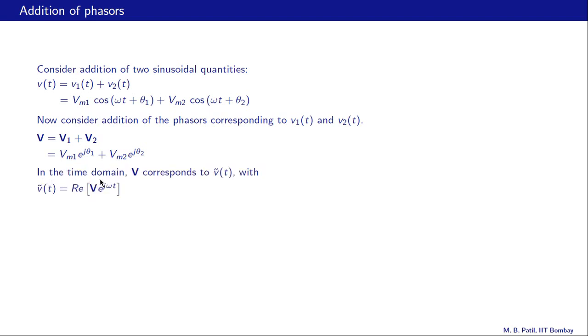In the time domain, this phasor V, which is V1 plus V2, corresponds to V tilde t, with V tilde t equal to the real part of phasor V times e raised to j omega t. As we have seen earlier, this is how a phasor can be written in the time domain. Alright. So now we substitute for V, that is Vm1 e raised to j theta 1 plus Vm2 e raised to j theta 2, like that.